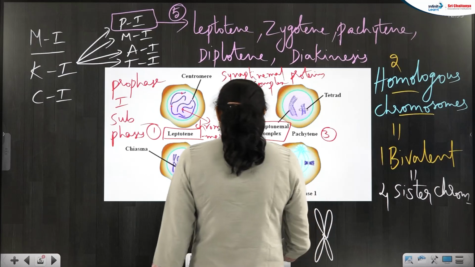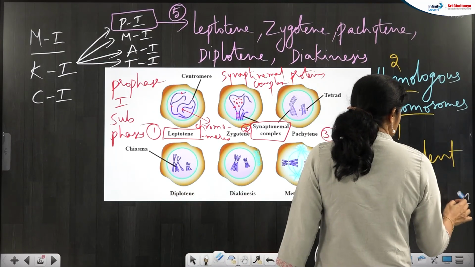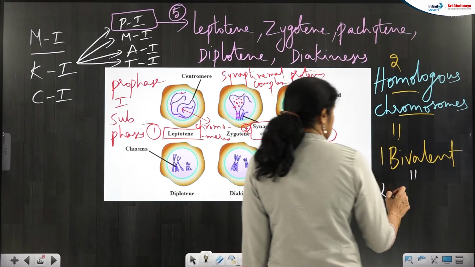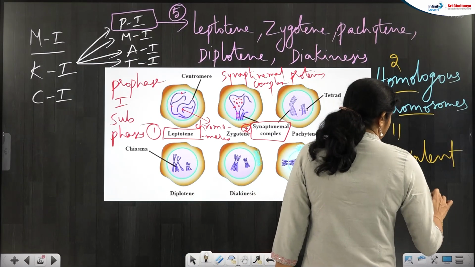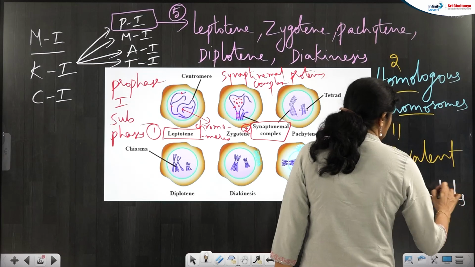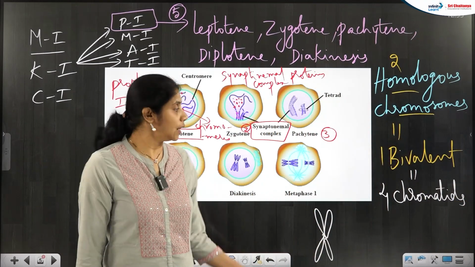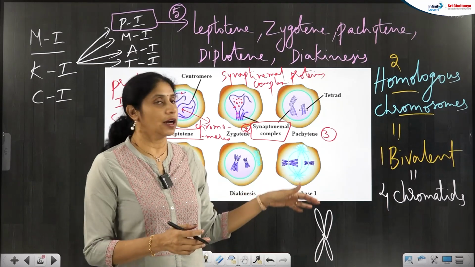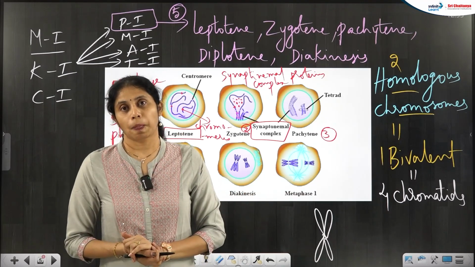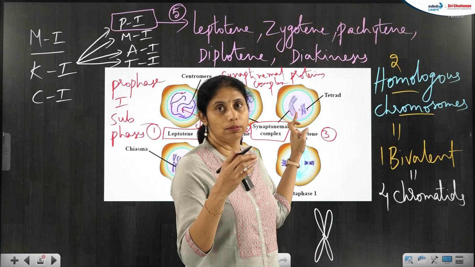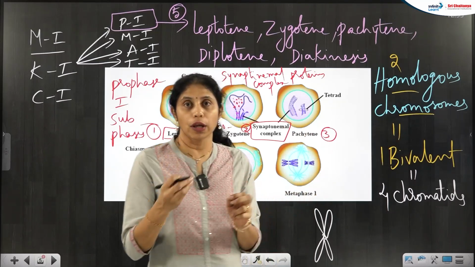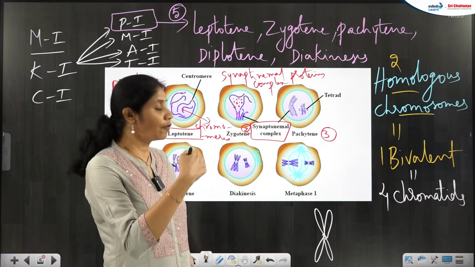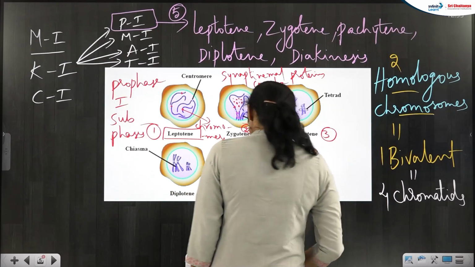Four chromatids we can write actually, because chromatids which belong to one chromosome are called sister chromatids, and chromatids which belong to two different chromosomes are called non-sister chromatids. So now in the pachytene stage, due to further condensation, each bivalent will possess four chromatids. Each chromosome pair or bivalent will look like four chromatids, so it is called a tetrad.